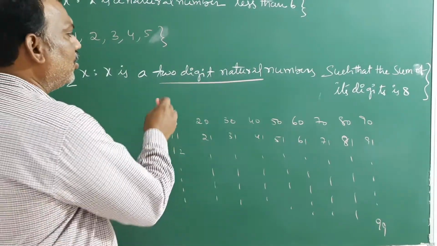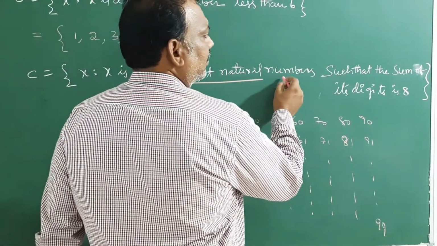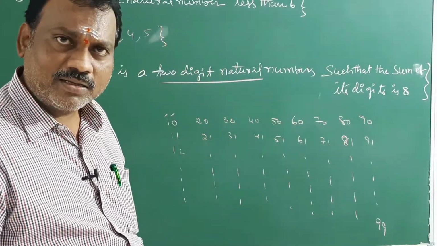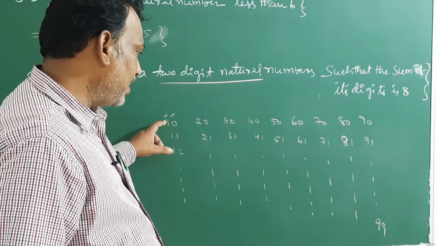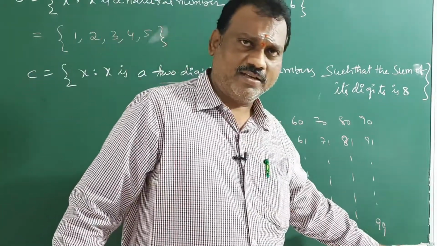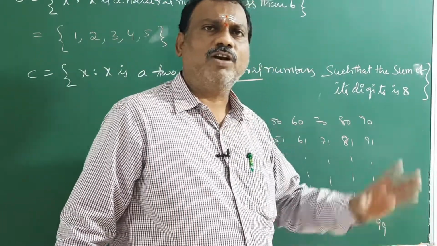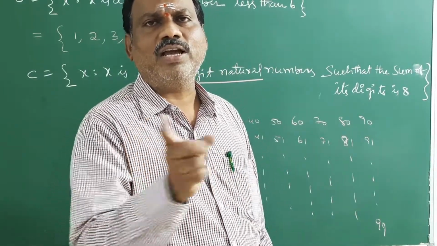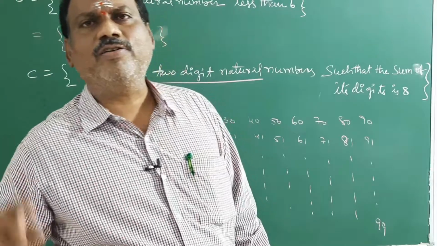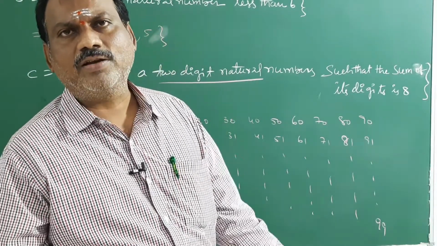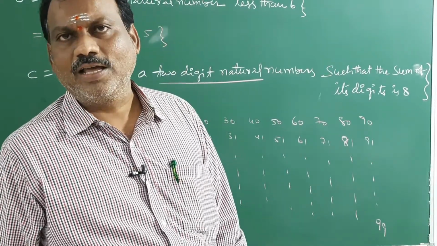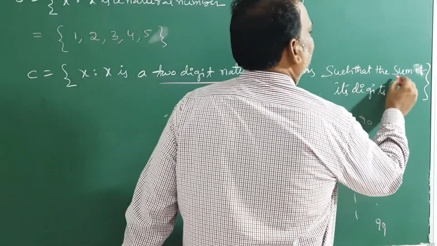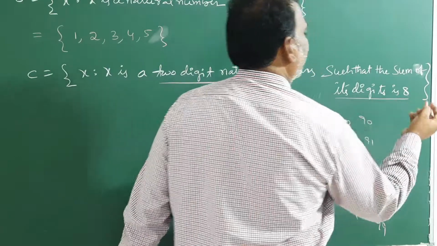They told 2-digit natural numbers, you have to pick. 2-digit natural numbers, how many are there? 10 to 99, correct or not? You have to remove 1 to 9 out of 100 natural numbers. 1 to 9 you have to remove and 100 you have to remove. 90 2-digit numbers are there, correct or not? In that 90 2-digit numbers, such that the sum of its digits is 8.